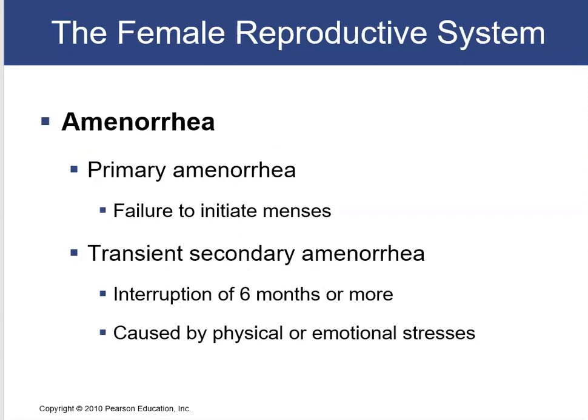Amenorrhea means the absence of the cycle. There are two different forms. Primary amenorrhea is a failure to initiate menses. In other words, it never starts, or here the girl is 17 or 18 and has not had her first period. Transient secondary amenorrhea is an interruption of 6 months or more of the regular cycle. This is often caused by physical or emotional stress. Many female athletes, especially gymnasts, will undergo transient secondary amenorrhea.